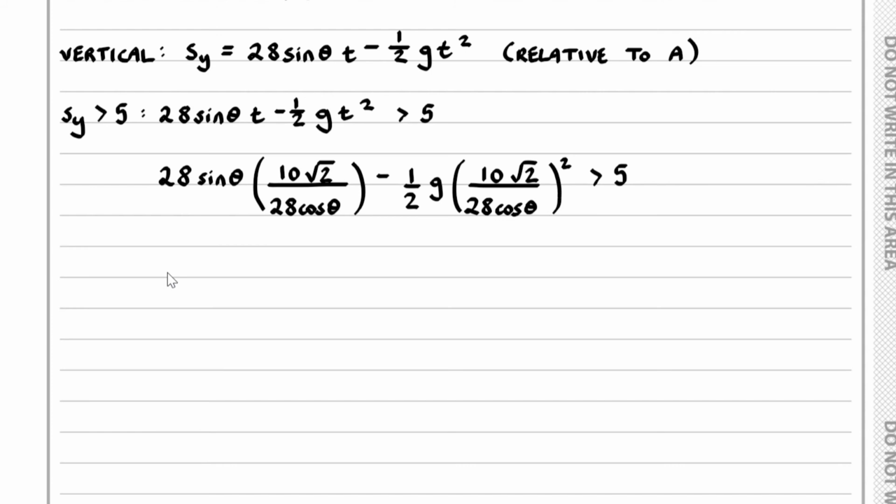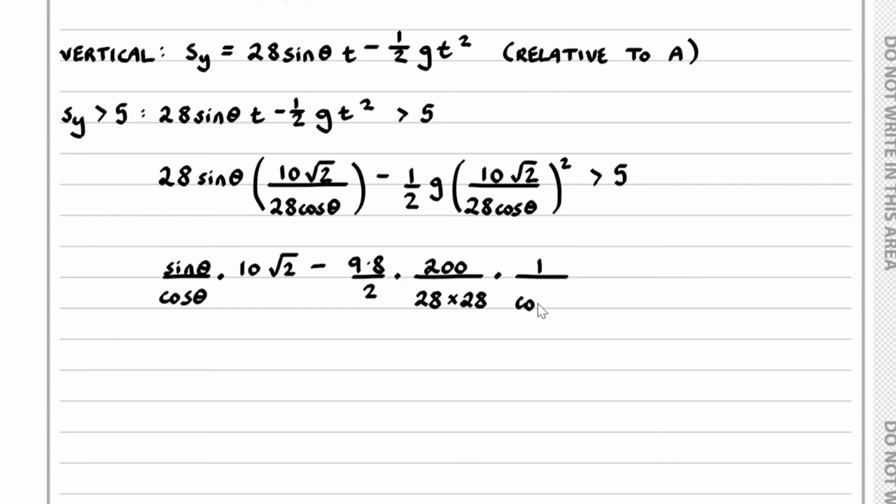And then we have sine theta over cos theta multiplied by 10 root 2, subtract 9.8 over 2 multiplied by, well here 10 root 2 all squared is 200, and then we have 28 squared, which I'm going to write as 28 times 28, and we'll multiply this by 1 over cos squared theta. This is greater than 5.